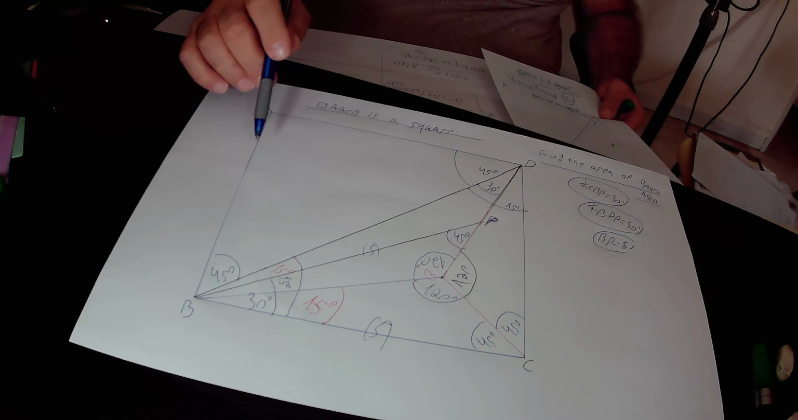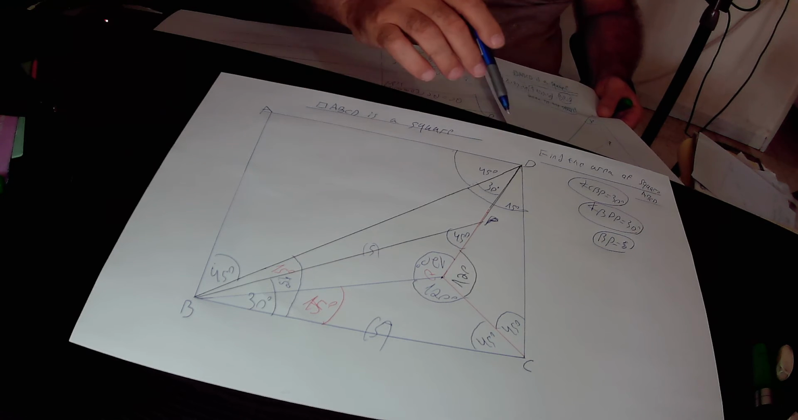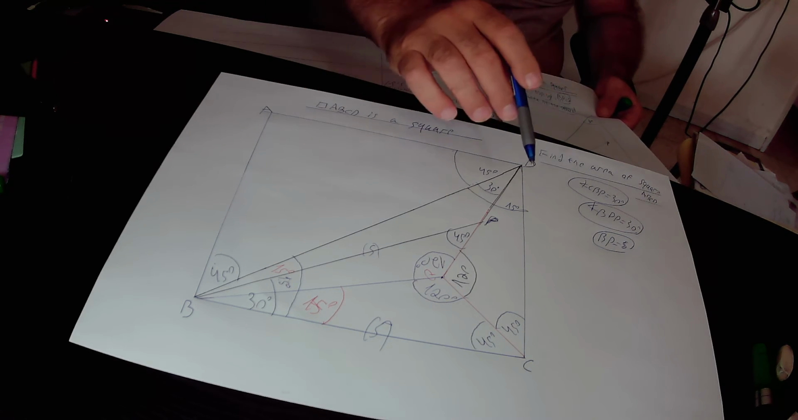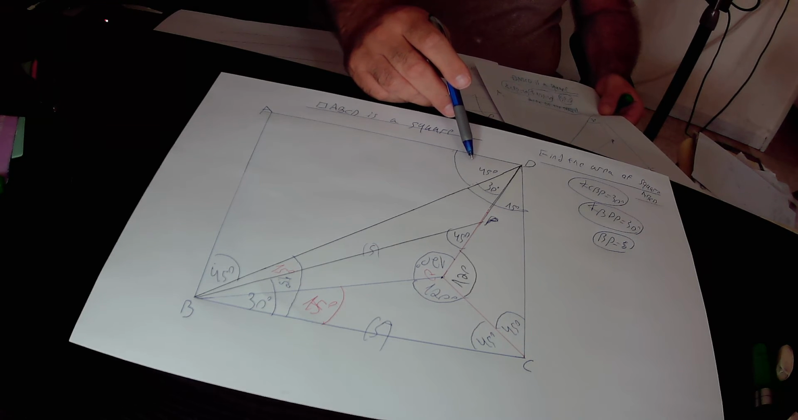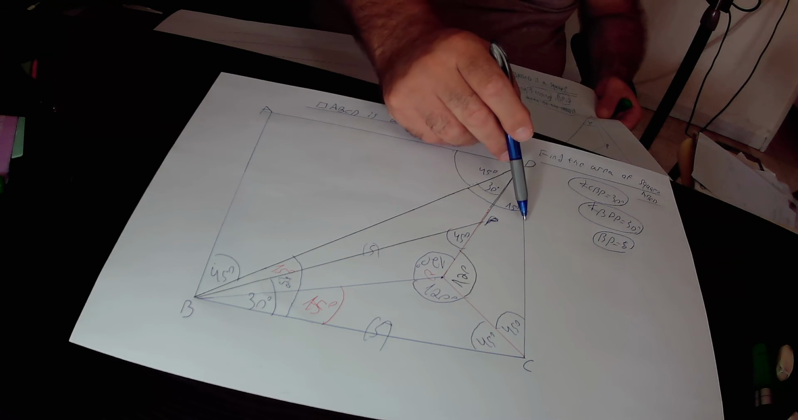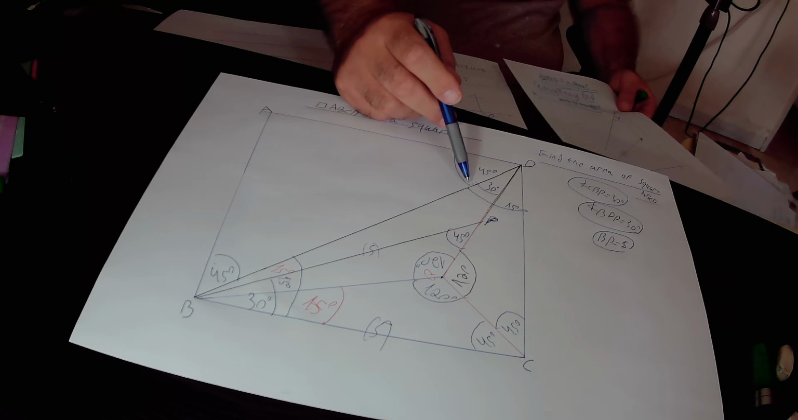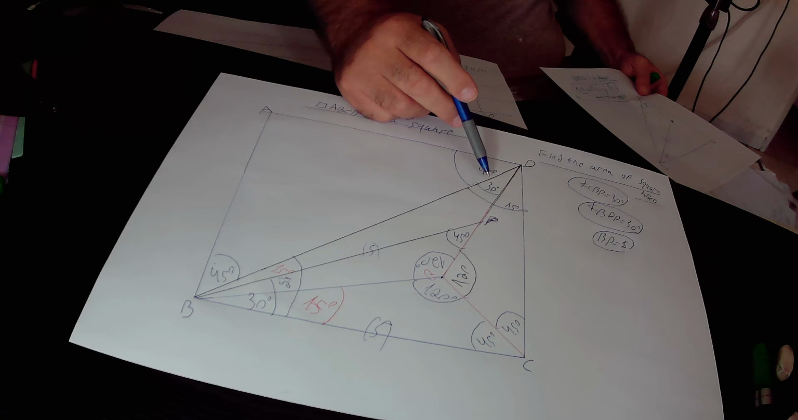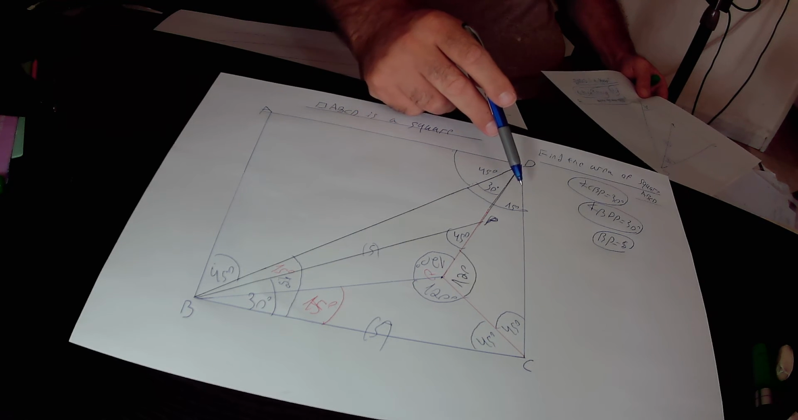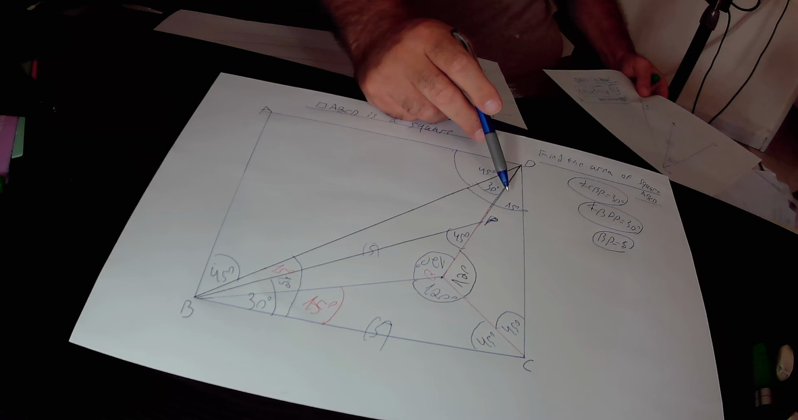Likewise, the diagonal BD bisects angle ADC. So the first half is 45 degrees, and the second half is also 45 degrees. So 30 degrees plus the missing angle must total 45 degrees, and therefore this missing angle must be equal to 15 degrees in size.